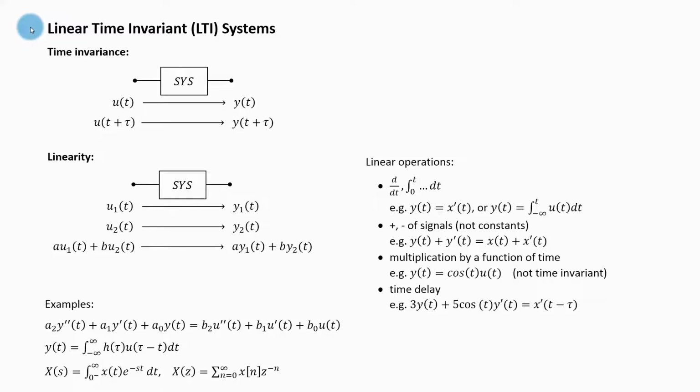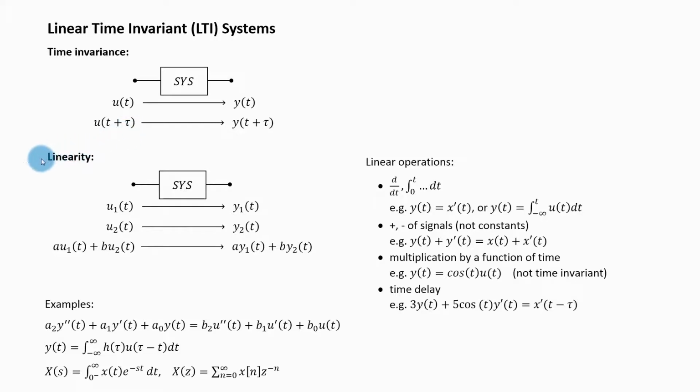First, the review. From lecture 1, a system is time invariant if it does not change its properties in time. That is, if an input u of t will create the output y of t, then the system is time invariant when a time-shifted input u of t plus tau creates the output which is the same as before, except time-shifted by the same amount as the input. If this does not hold, a system is called time variant.